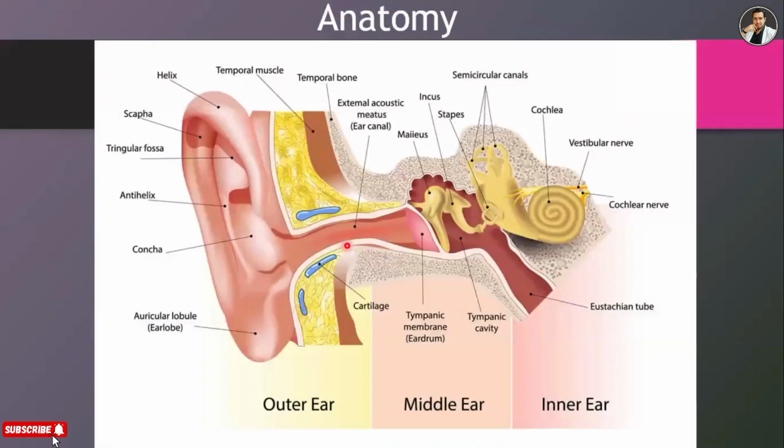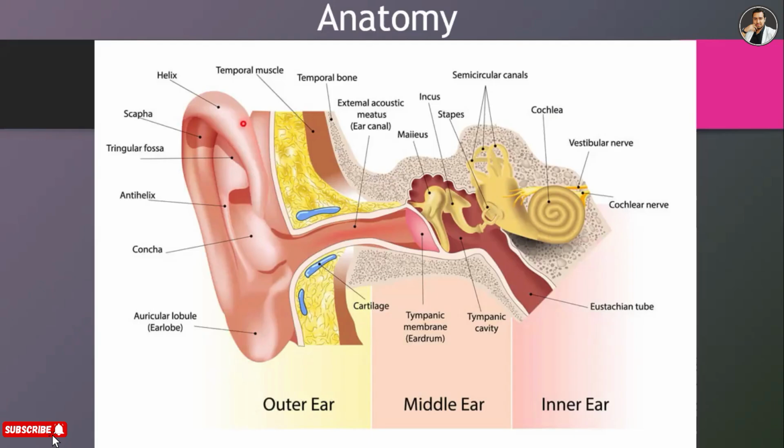So first let's start with the anatomy. There are three parts in the ear. One is the outer ear, this area is the outer ear. Then the middle ear, and then the inner ear, and this part is the inner ear. Let's start from the outer ear.